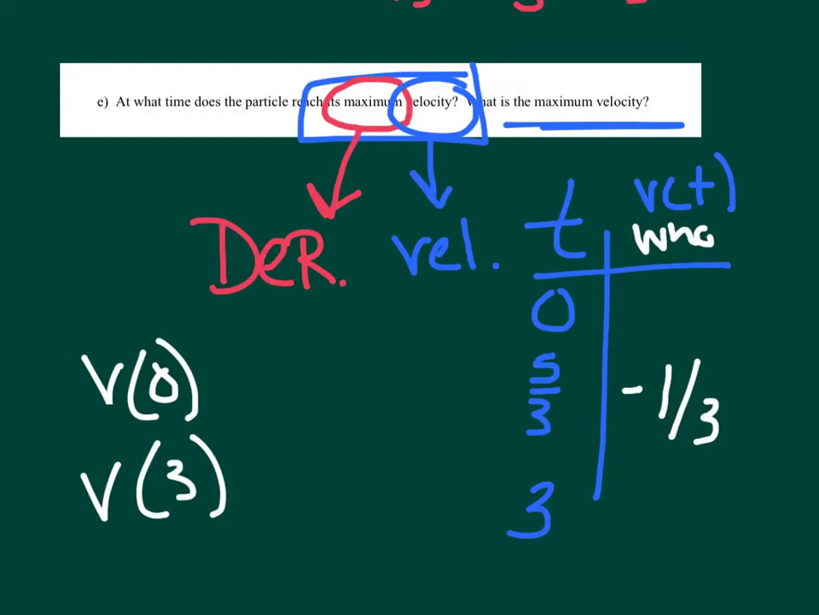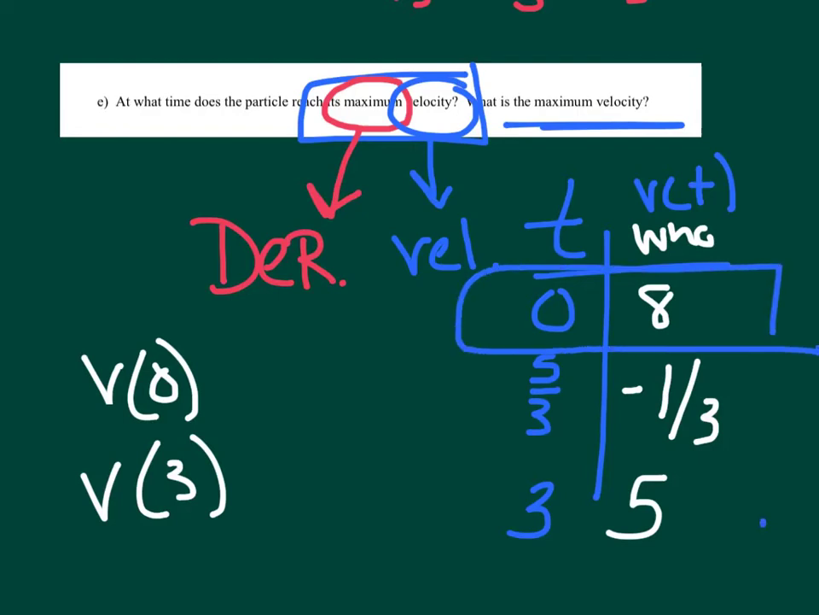When I find v of 0, I get 8. When I find v of 3, I get 5. So now I can easily answer the question. At what time does the particle reach its maximum velocity? At t equals 0. And what is the maximum velocity? The velocity at 0 is 8.